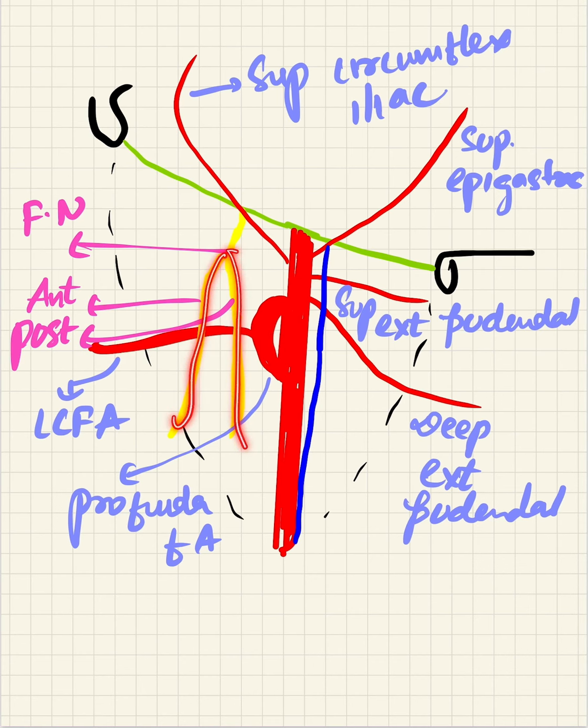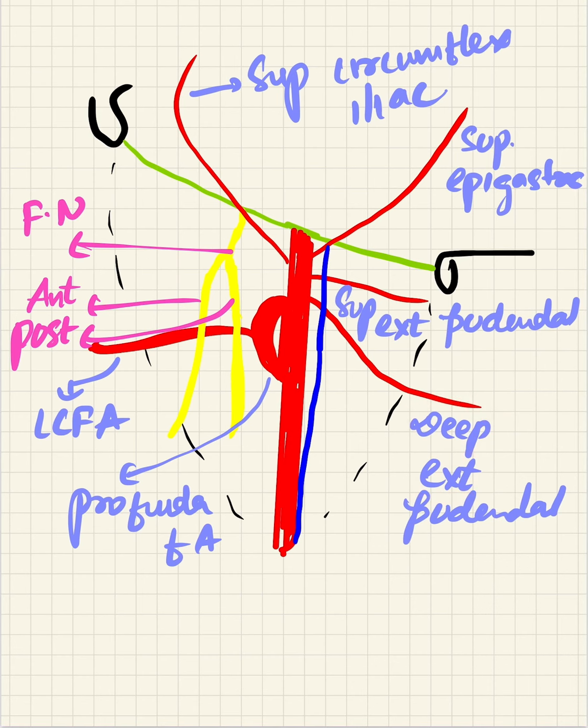and posterior division of the femoral nerve. So this is a femoral nerve which gives anterior and posterior branches, and these anterior and posterior divisions will be enclosing the lateral circumflex femoral artery. This deep external pudendal, it pierces the deep fascia.